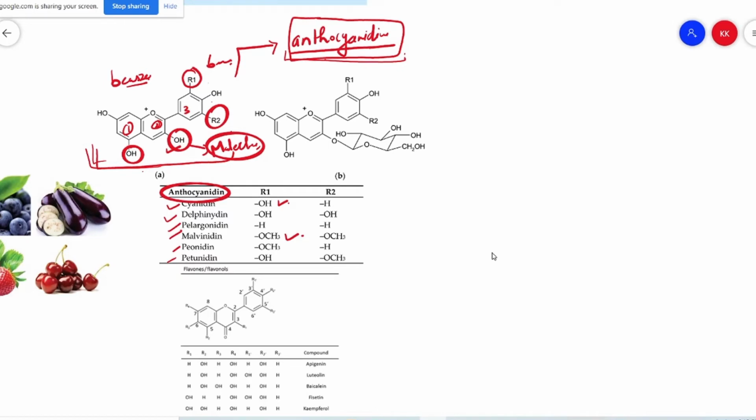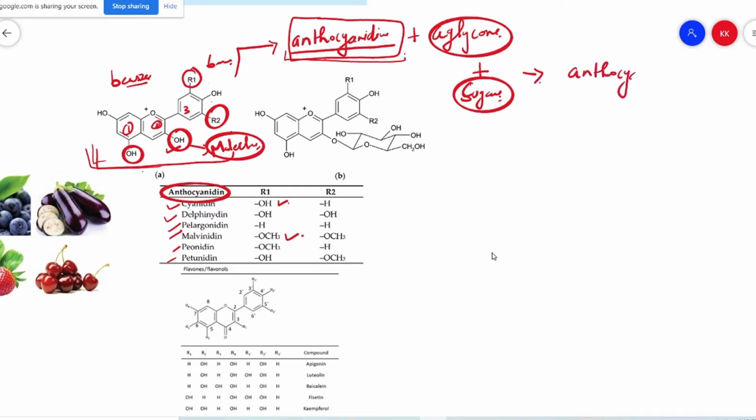Then this makes the complete structure. So this structure alone is also called anthocyanidin, or an aglycone structure. This one is called an aglycone structure. And when another molecule like a sugar molecule or carbohydrate starts to join with the anthocyanidin molecule, these are called anthocyanins. Different types of anthocyanins.